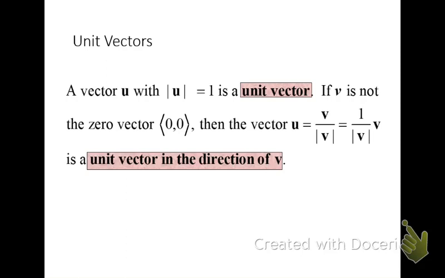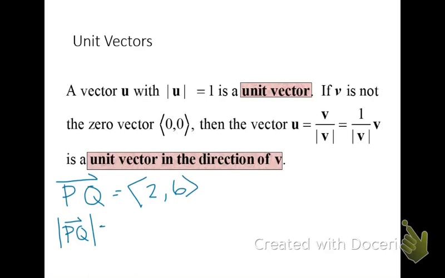So unit vectors. So we're almost at the end of this. So our unit vectors are when their magnitude is equal to 1. Okay? And so if it's not the 0 vector, then we can make every vector into a unit vector. So I'm going to pull up our vector PQ from earlier, which was our components <2, 6>, I believe. Okay. So, and we already found the magnitude of my vector PQ was 2 times the square root of 10.